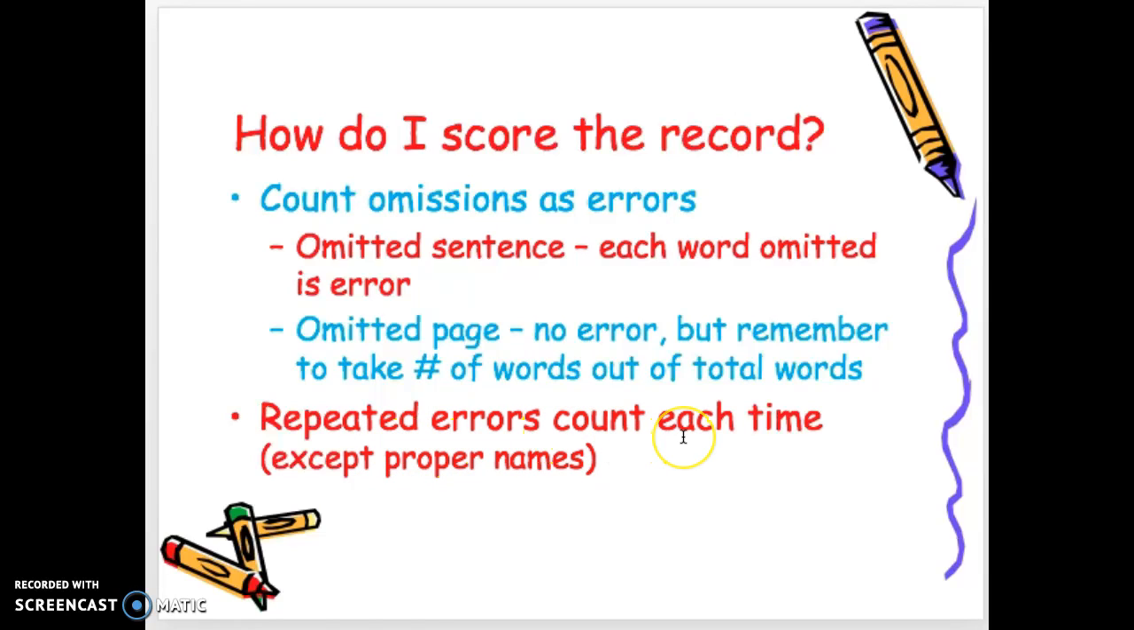If the child reads the same word incorrectly a number of times, and particularly if they've read the word incorrectly and it's changing the meaning, you would have given them the word, then they read that word incorrectly again. You would count that as an additional error for each time they read it, and the only exception is for proper names. So if there's a proper name like Timothy, and the child keeps reading it as Tim or Tom or whatever the child calls it, you would only count it wrong one time.